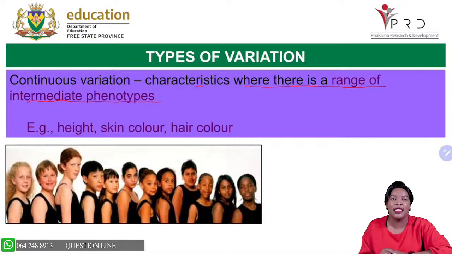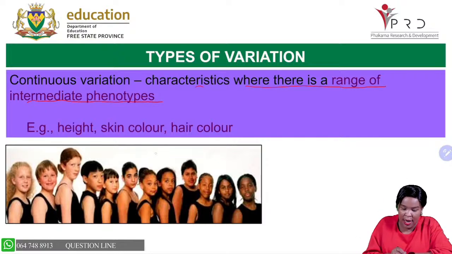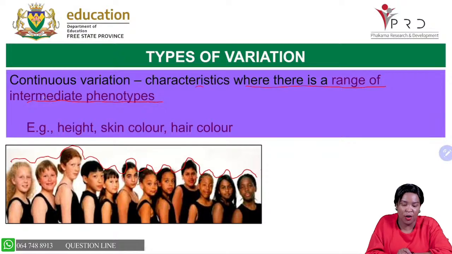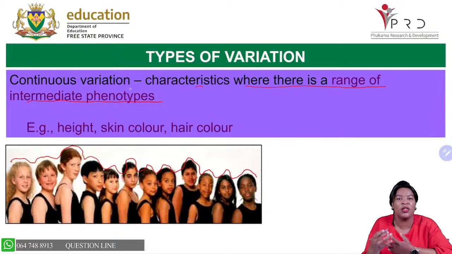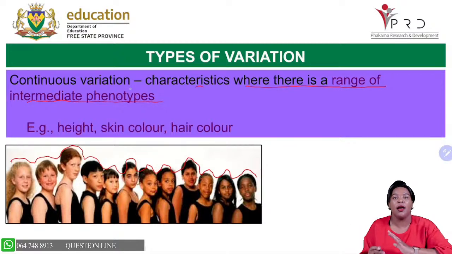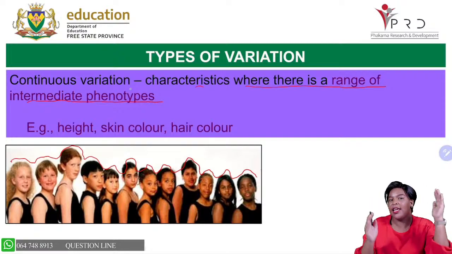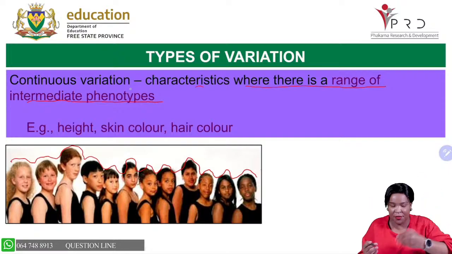an intermediate range. So if you take a look at this example that we have here of the learners in this particular dance class, you see that there are short ones and then there are also tall ones, but not all the short ones have the same height. So the variation here is continuous. It's continuous because there is a wide range of intermediate phenotypes. Those ones that are in the middle is just a wide range between tall and short. There is tall, but tall in a different way.